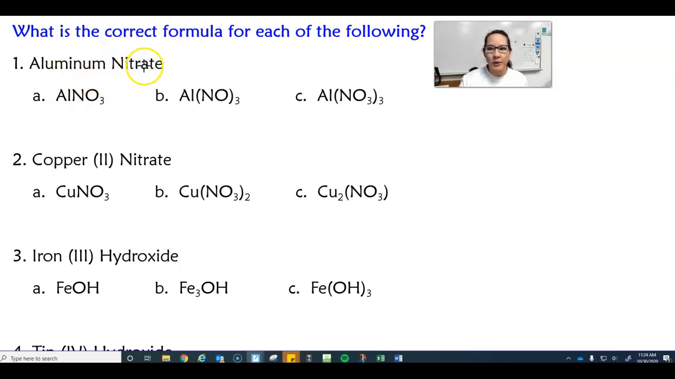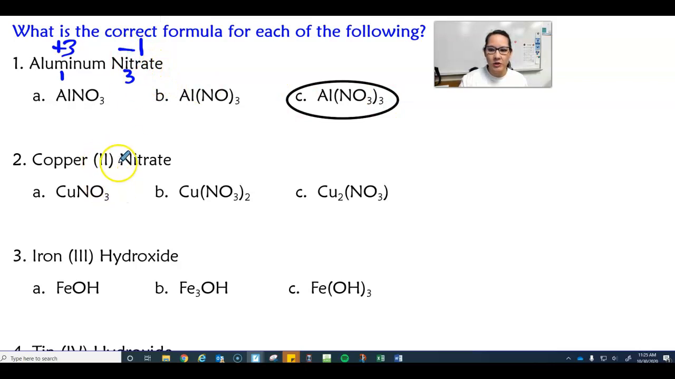Number 1, aluminum nitrate. Aluminum has a +3 charge. Nitrate has a -1 charge, which means I'm going to need 1 aluminum and 3 nitrates. Since nitrate is a polyatomic, it's going to have to go in parentheses with 3 on the outside of the parentheses. So it's going to be letter C. Nitrate is NO3, and then we need a subscript of 3 to show we have 3 sets of nitrate.